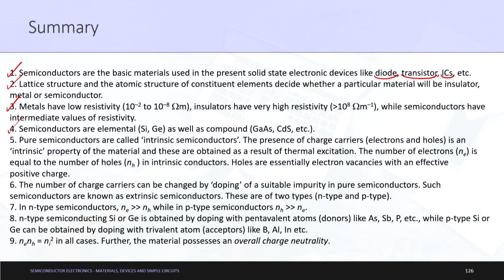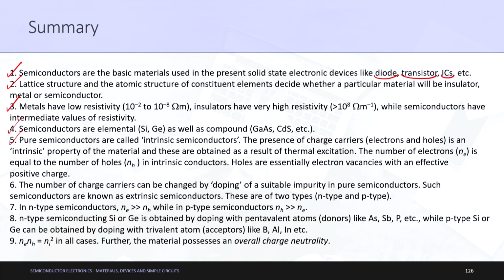Semiconductors are elemental, so the basic, generally used semiconductors are silicon and germanium, as well as compound. They are formed in compounds also, but generally for understanding we use silicon and germanium. Pure semiconductors are called intrinsic semiconductors. We also understood the complete analogy of what are electrons, what are holes, how charge carriers are formed, how electrons go from one side to another, how holes go from one side to another.